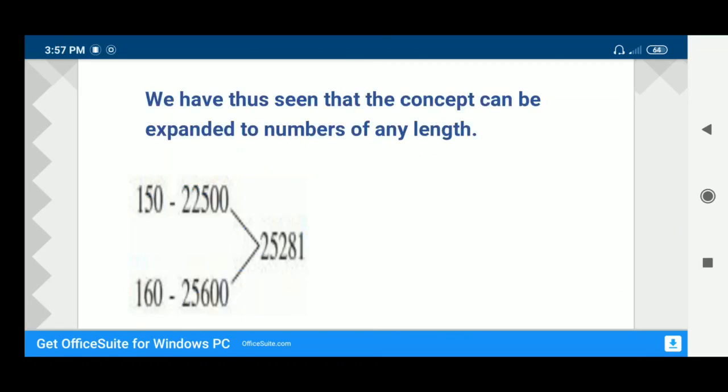We have thus seen that the concept can be expanded to numbers of any length. Let's check out the figure. 25281 is closer to the square of 160, 25600. Hence, the answer will be 159.